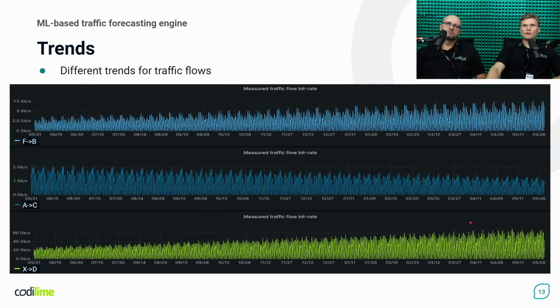As I said, one of the most important features in terms of future overloads is trend, which is the long-term behavior of a traffic flow. We have different kinds of trends in our database. Here are 3 exemplary ones. The first one is a linear increasing trend, the second one is a linear decreasing trend, and the third one is a logarithmic trend.